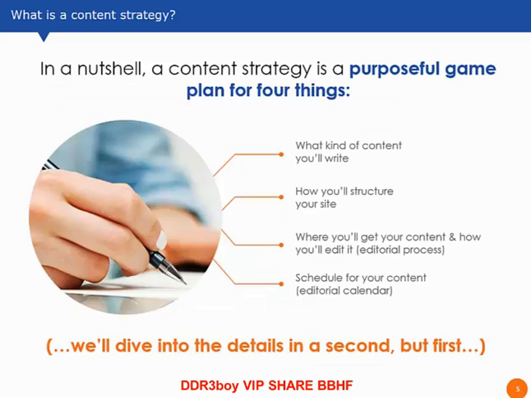So to wrap this lesson up, I wanted to go back to this slide from the beginning and recap what a content strategy is supposed to do. First, you have to know what kind of content you're going to write, and that's mostly what we covered in this lesson. You also need to know how you're going to structure your site, and as we talked about, doing lots of keyword research will help you figure out an appropriate structure for your site, your categories and your subcategories and that sort of thing.